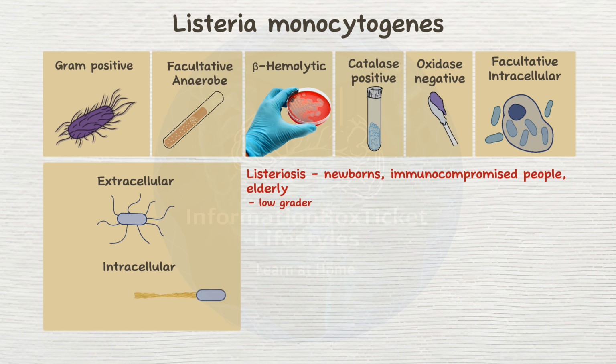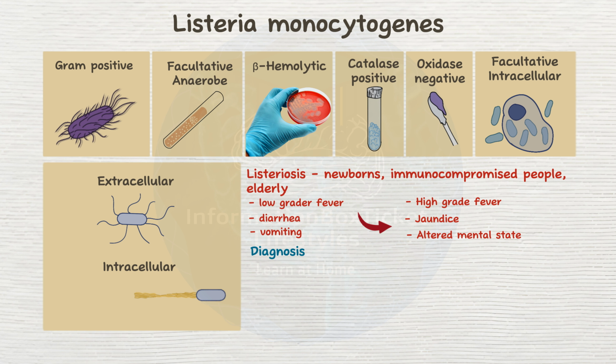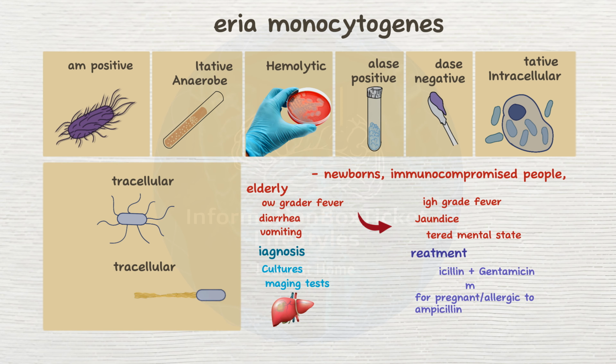Listeriosis can cause low-grade fever, diarrhea, and vomiting, which can progress to high-grade fever, jaundice, and altered mental state in cases of disseminated listeriosis. Listeriosis is diagnosed by cultures, and imaging tests such as a CT scan can assist detect liver abscesses. In pregnant women or those who are allergic to ampicillin, treatment is with meropenem alone, otherwise with a combination of ampicillin and gentamicin.